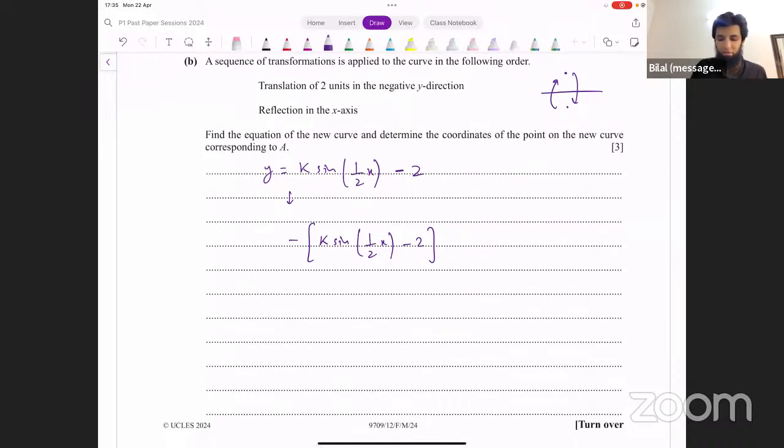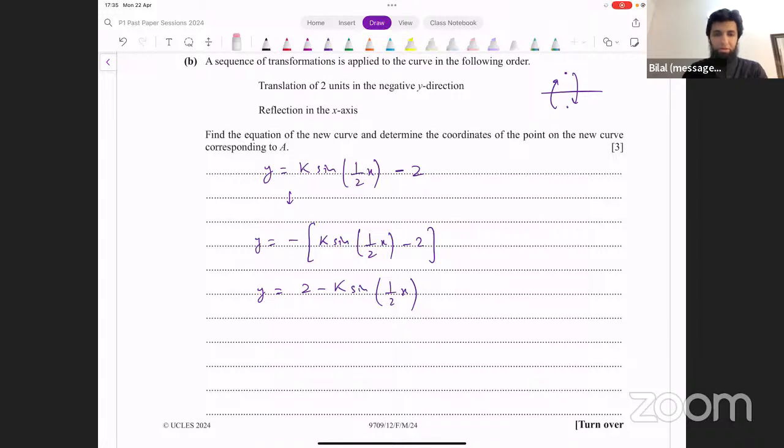What does that give you? This gives you 2 minus k into sine of half x. This is the equation of the new curve that you get after transformation. So this is what you have after translation, and this is what you've got after reflection in the x-axis. That is one thing that we've got to do. Then it says determine the coordinates of the point on the new curve corresponding to A.